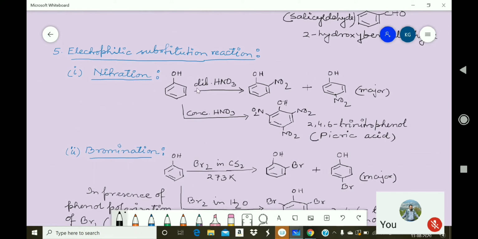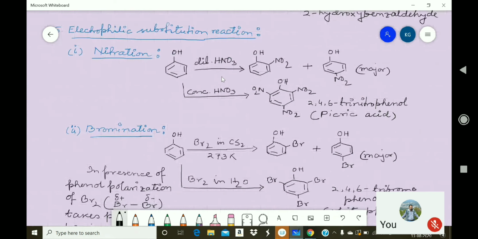We can follow that. Here we don't have to use concentrated sulfuric acid and concentrated nitric acid for the formation of NO2+, because phenol is so reactive, it activates the ring, and in the presence of dilute acid, nitration is possible. And if concentrated sulfuric acid and nitric acid are taken, then all the ortho and para positions get substituted with nitro groups, giving rise to 2,4,6-trinitrophenol, known as picric acid.